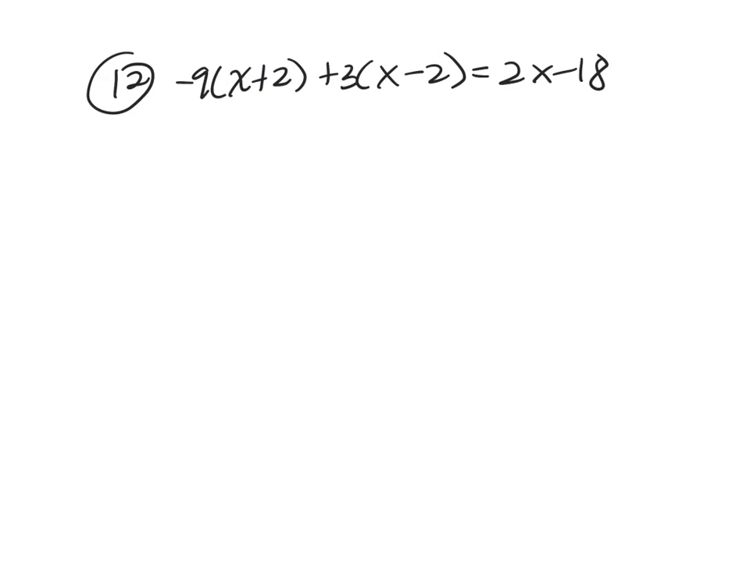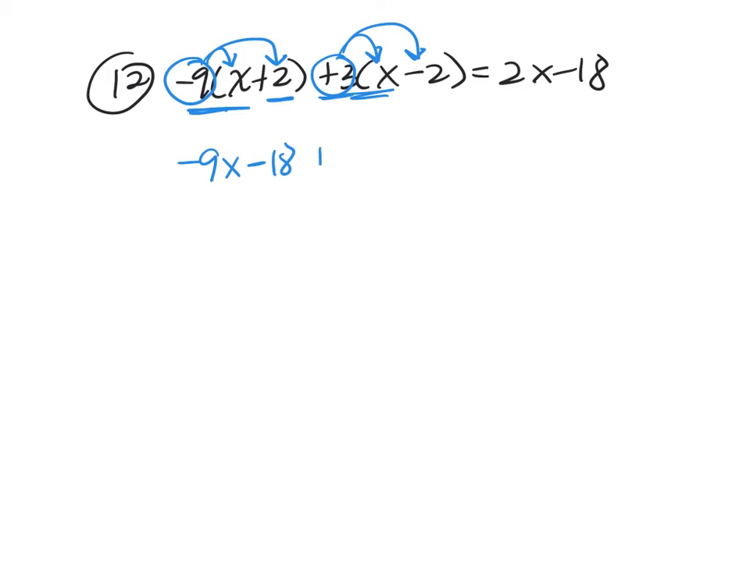Now this question has two parentheses, so that just means you're going to take the number in front with its sign and distribute it just with the parentheses that it's paired with, and keeping the signs as your answers, and those become your plus and minus signs. So you have negative 9 times x gives you negative 9x. Negative 9 times 2 gives you minus 18. Positive 3 times x gives you 3x. Positive 3 times negative 2, minus 6. And then this whole right side just stays.